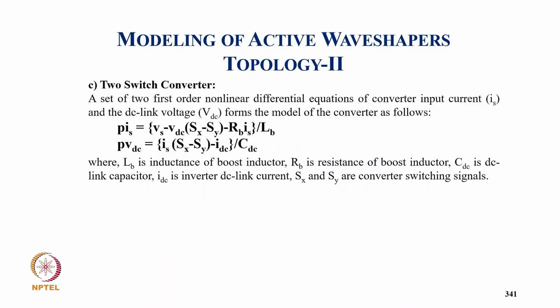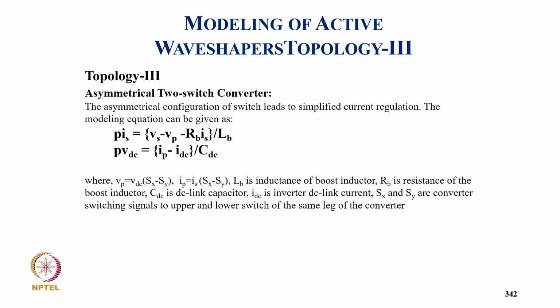Now coming to the two switch converter, a set of two first order nonlinear difference equations of the converter input current and the DC link voltage forms the model of the converter as follows. pIs is equal to (Vs minus VDC (Sx minus Sy) minus RB Is) upon LB, and pVDC equal to (Is (Sx minus Sy) minus ID) upon CDC, where LB is the inductance of the boost converter, RB is the resistance of the boost converter, CDC is the DC link capacitor, and ID is the inverter DC link current. Sx and Sy are the converter switching signals.